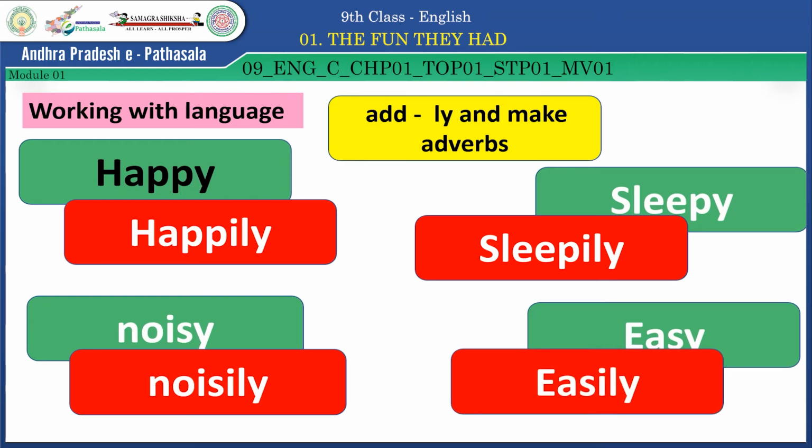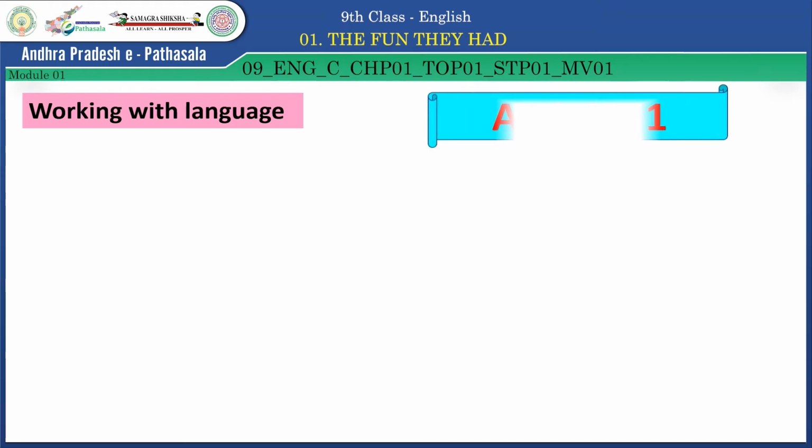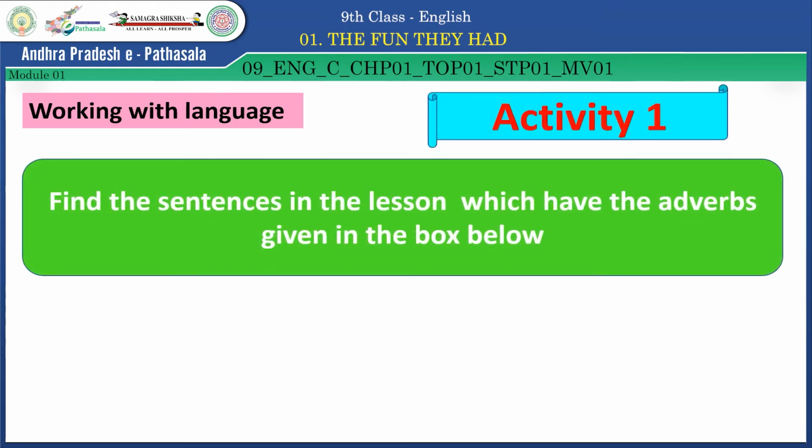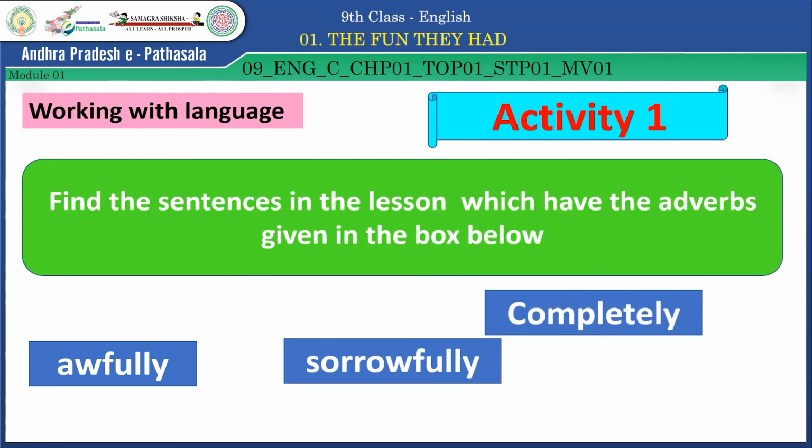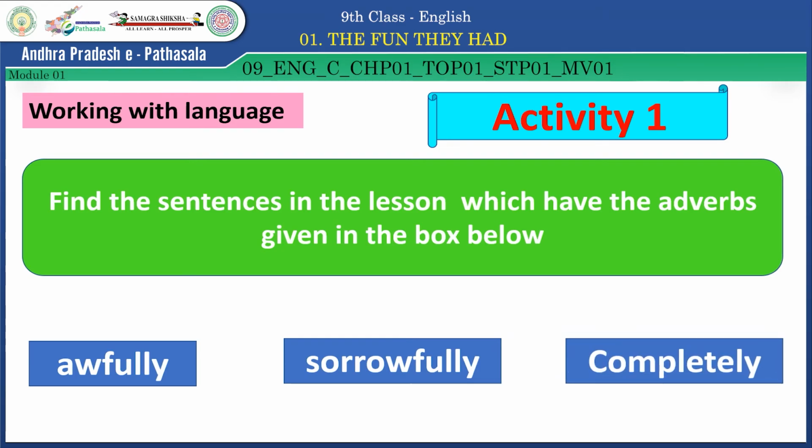Let's take up an activity. The first activity. Let's find out the sentences in the lesson which have the adverbs given in the box below. They are awfully, sorrowfully, and completely. Let's look into the text and find out.